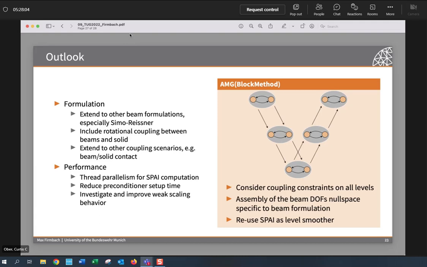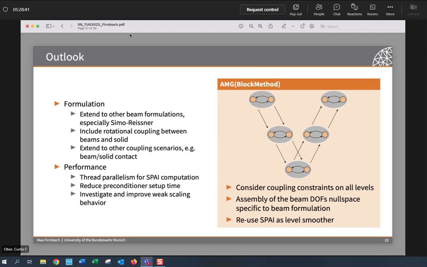Of course, performance is a big thing. So right now we are only using MPI ranks, so no shared memory or anything related to that. But it would of course make sense in the near future to implement a thread parallelism method to investigate the behavior and computation performance there. We of course want to reduce our preconditioner setup time that I haven't shown because it's already quite high. And we want to investigate and improve the weak scaling behavior.